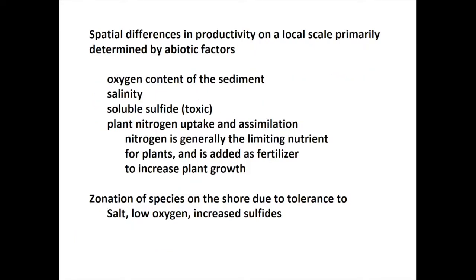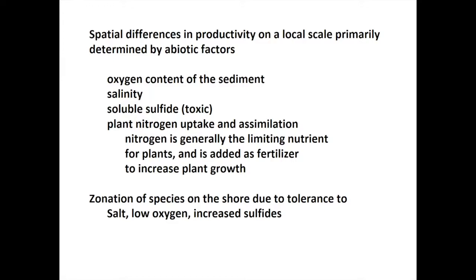If we look within a marsh, there will be local spatial differences in productivity, and these differences are set primarily by abiotic factors. And again, it's those same abiotic factors that make only salt marsh plants able to live in the marsh, those stressors like how much oxygen there is in the sediment, what the salinity is, and those toxic sulfide chemicals. There's also spatial variation in things like nitrogen uptake and assimilation. And in general, nitrogen is the limiting nutrient for plants. This is why we add it as fertilizer to increase plant growth. And small variation in those abiotic factors are going to influence local differences in productivity.